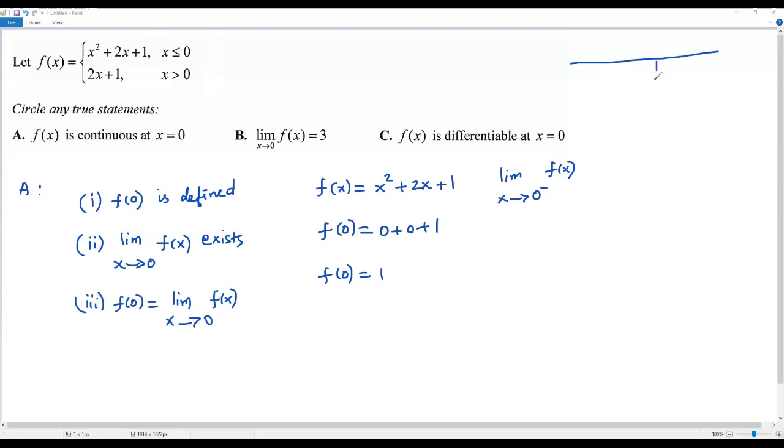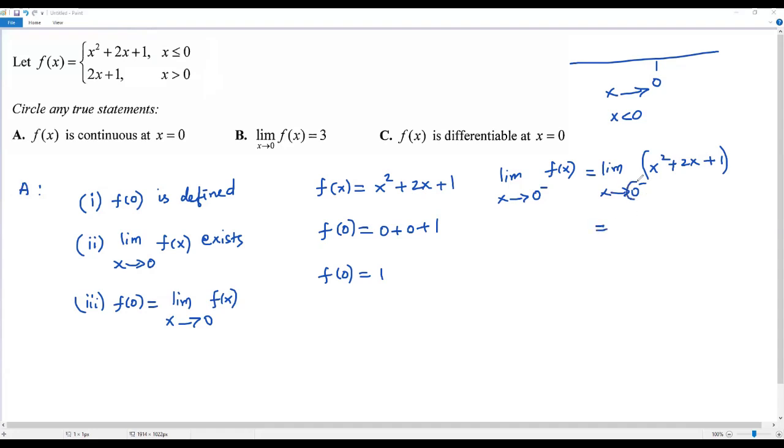Let me draw a number line over here. When x approaches 0 from its left side, all the values taken by x over here are less than 0. That is, x is less than 0. When x is less than 0, what is the piece we have for f of x? Clearly, x squared plus 2x plus 1. This is the piece we have for f of x when x is less than 0. So we have to plug in this expression for f of x over here. Then I'm getting the limit as x approaches 0 negative of x squared plus 2x plus 1. So this negative sign has nothing to do with the calculation part. It just indicates the left side limit as x approaches 0.